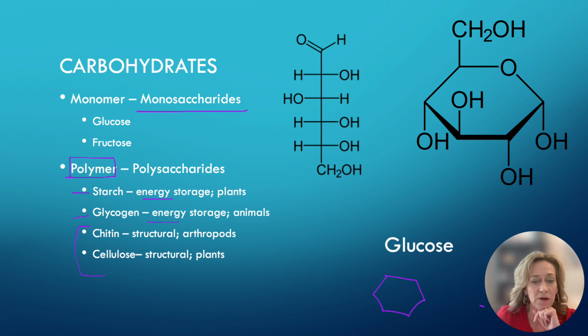Chitin and cellulose are not energy storage. They are structural. So in other words, cellulose is part of what is found in a plant cell wall, makes up the structure. Chitin is structural in arthropods, so their exoskeleton.